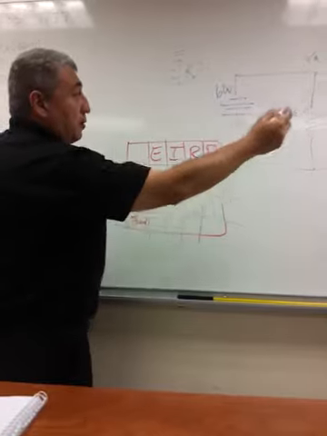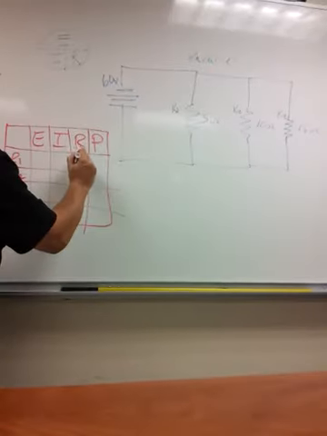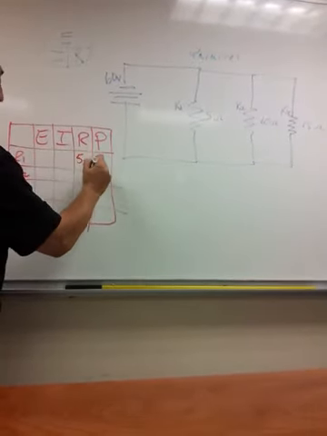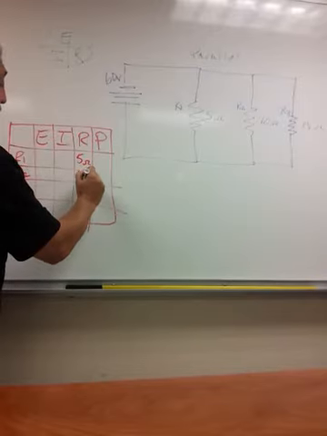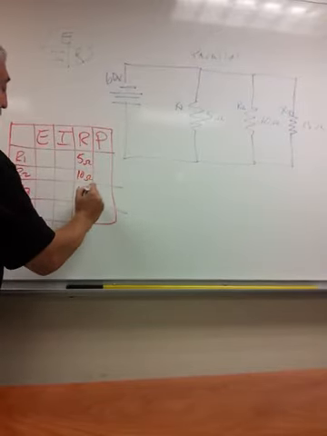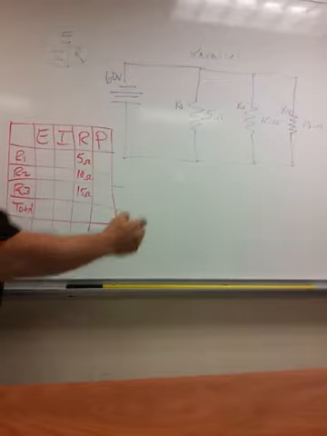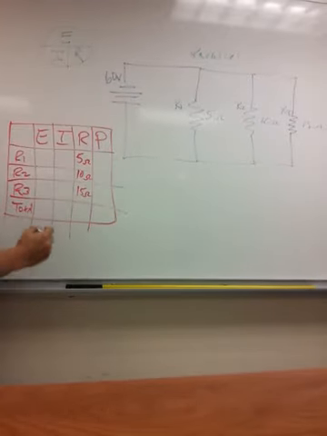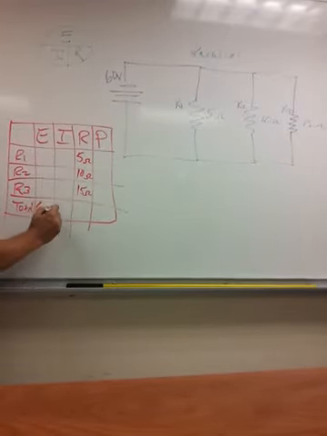We know from our diagram that the value for R1 is 5 ohms, R2 is 10 ohms, and R3 is 15 ohms. Our circuit also gives us our total voltage as 60 volts.